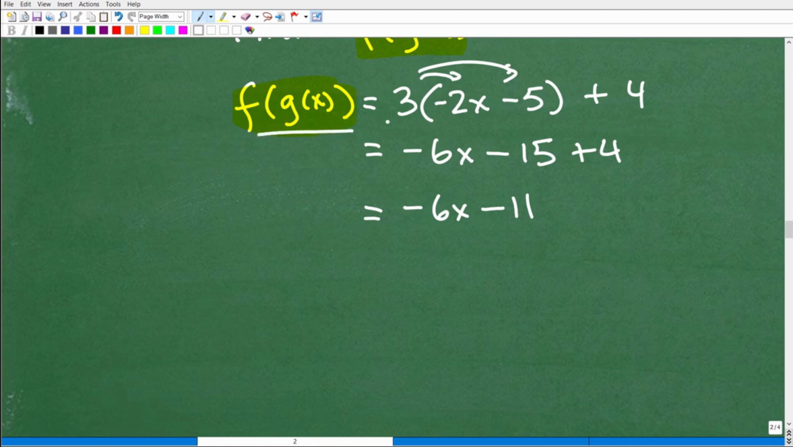All right, so this will be the composite function here, f of g of x, negative 6x minus 11.